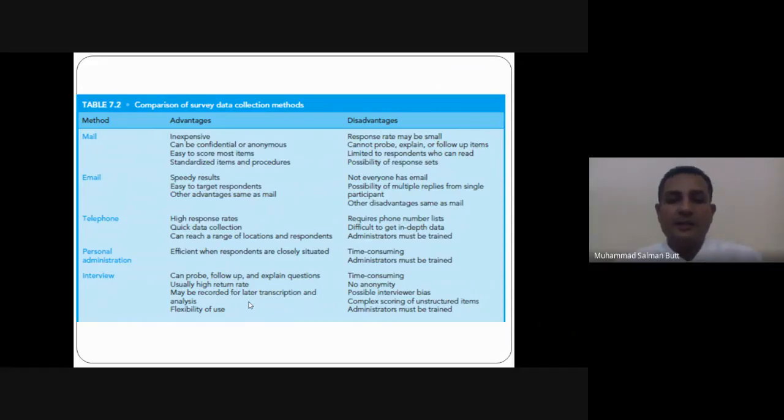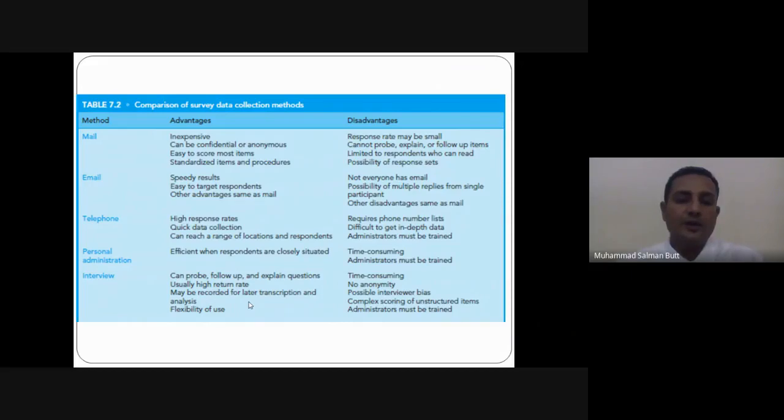And then the administrator must be trained, and if you want to avoid the phenomenon of participants not responding well, then you have to do some kind of training beforehand so that the participant can answer you sufficiently. Then there is personal administration, which you will mostly do in your final year research project: you are going to visit the participant yourself and give the questionnaire to the participant, and then the participant will fill the questionnaire in your presence.